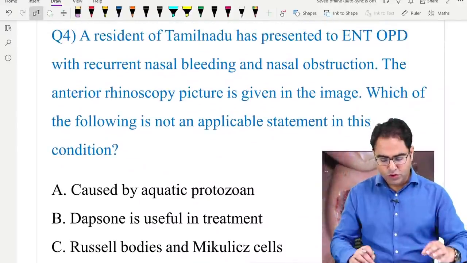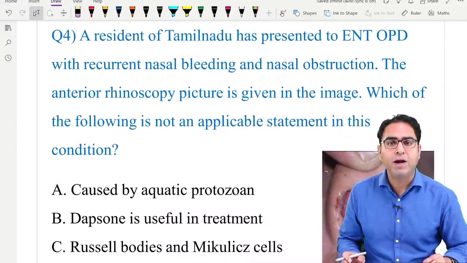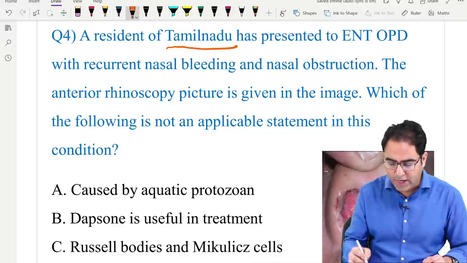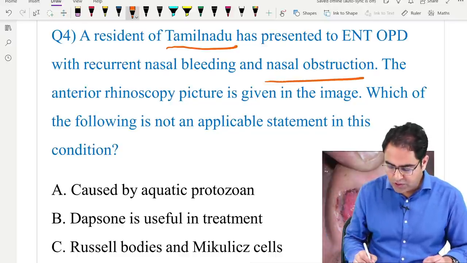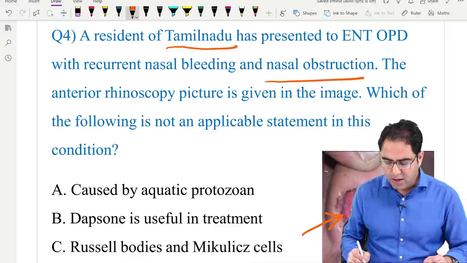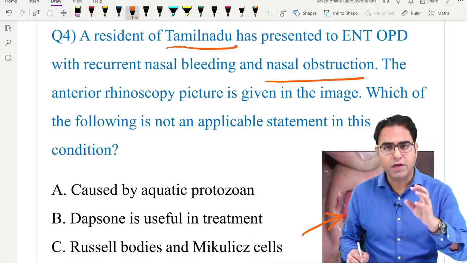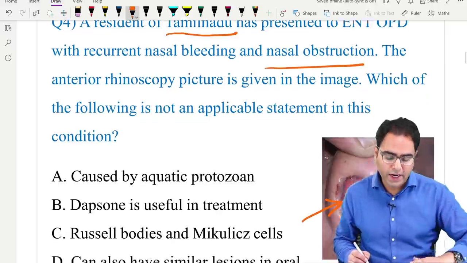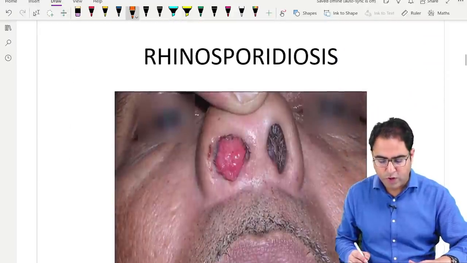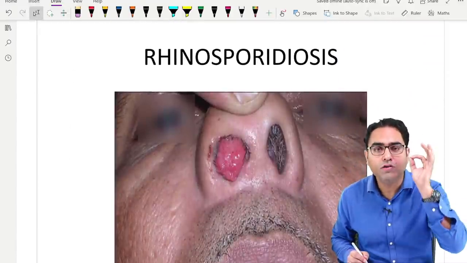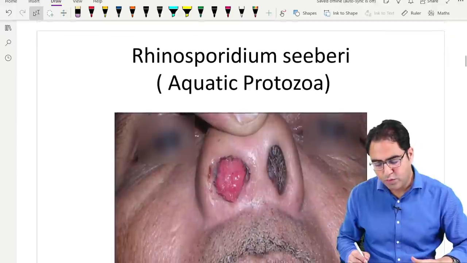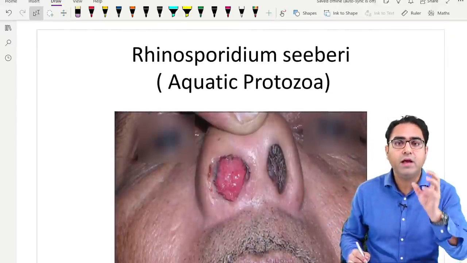Let us discuss the next question of nose. Resident of Tamil Nadu has presented to ENT OPD with recurrent nasal bleeding and nasal obstruction. The picture is given in the image. Which of the following is not applicable statement in this condition? First of all, resident of Tamil Nadu in ENT indicates a diagnosis of rhinosporidiosis. My dear friends, it is caused by which organism? Rhinosporidium seeberi. It is not a fungus.